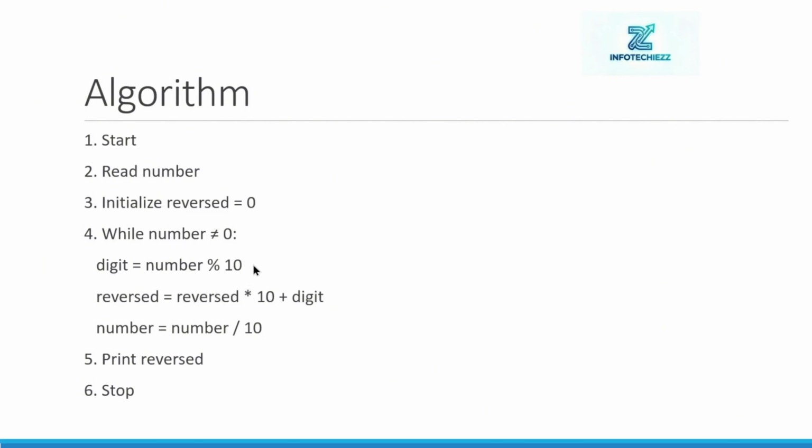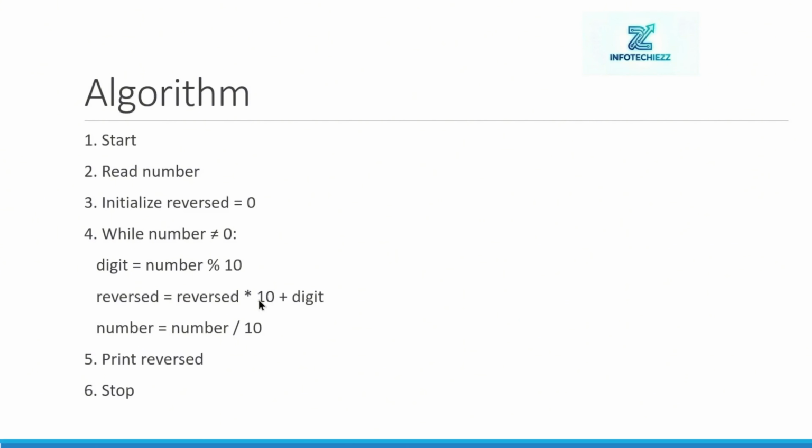So what we get is, if my last digit was 4, at first we initialized reverse equal to 0, right? So 0 into 10 is 0, and 0 plus digit, where the digit is 4, gives us 4 as the reverse number.